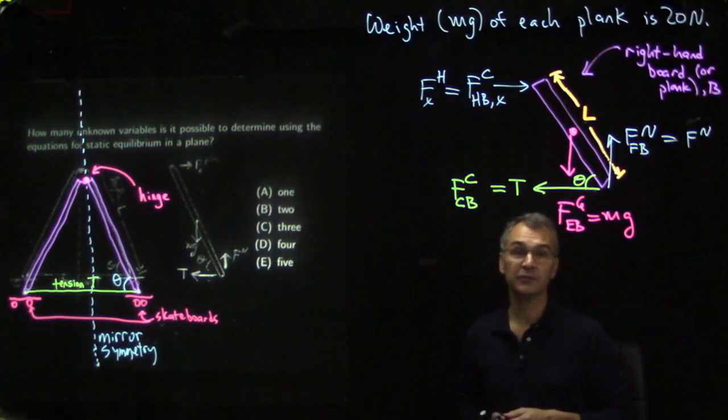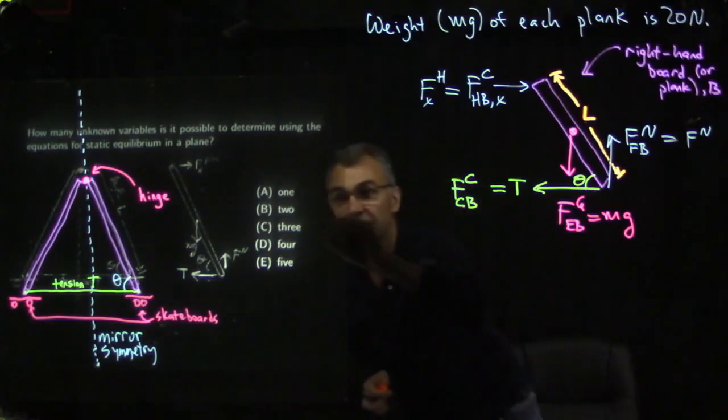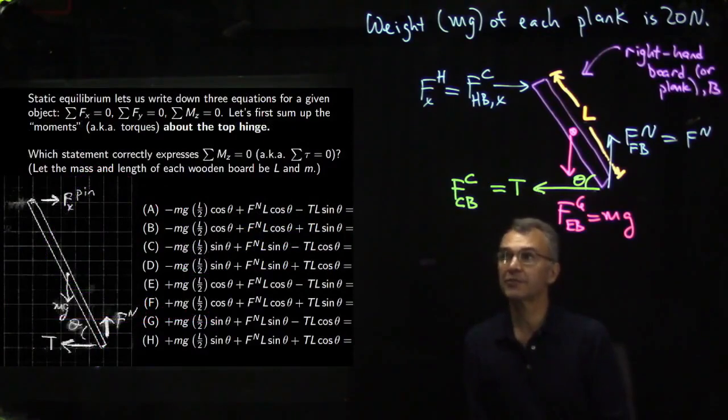Well, we have one equation for force horizontally, one equation for force vertically, and one equation for torque. So that's 3. We have 3 equations. Using those 3 equations, we can determine 3 unknowns. So static equilibrium lets us write down 3 equations for a given object. And in this case, I wrote the third equation as the sum of the moments about the z-axis equals 0.